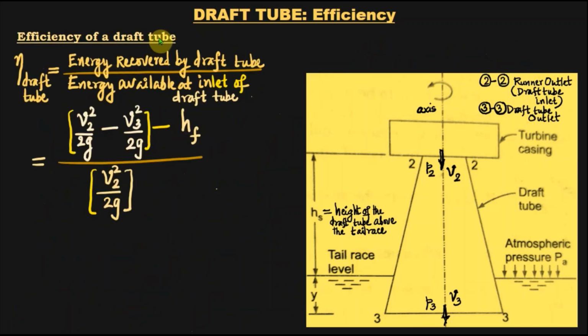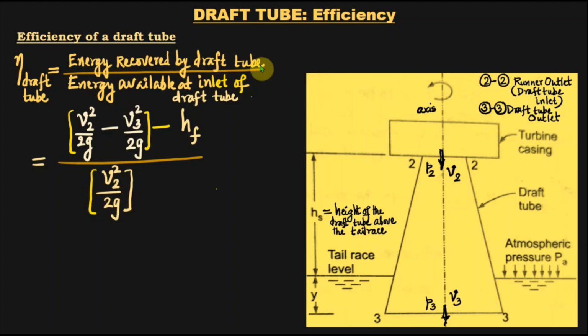Now, what is the efficiency of a draft tube? Efficiency of a draft tube is the ratio of the kinetic energy recovered by the draft tube to the kinetic energy available at the inlet of the draft tube. See, at the inlet of the draft tube, the kinetic energy in terms of velocity head is V2 square by 2g. So, that is the denominator: the kinetic energy head available at the inlet of the draft tube or the turbine runner outlet.